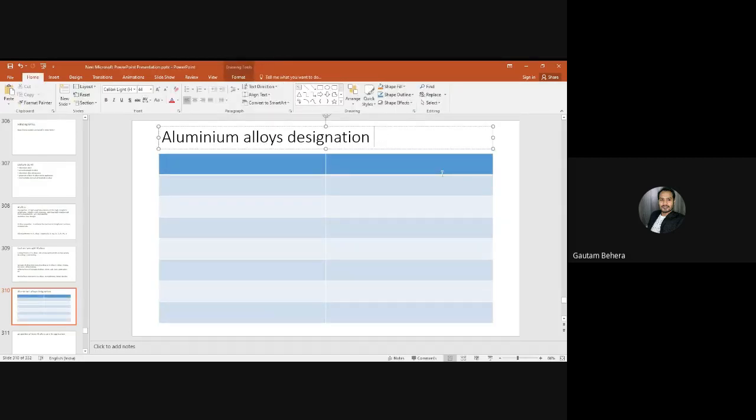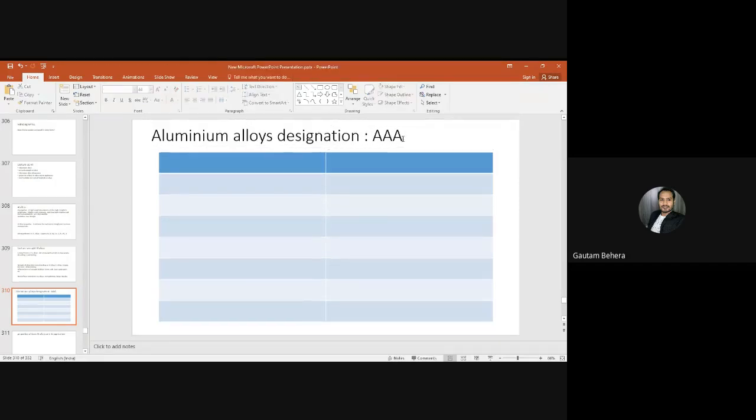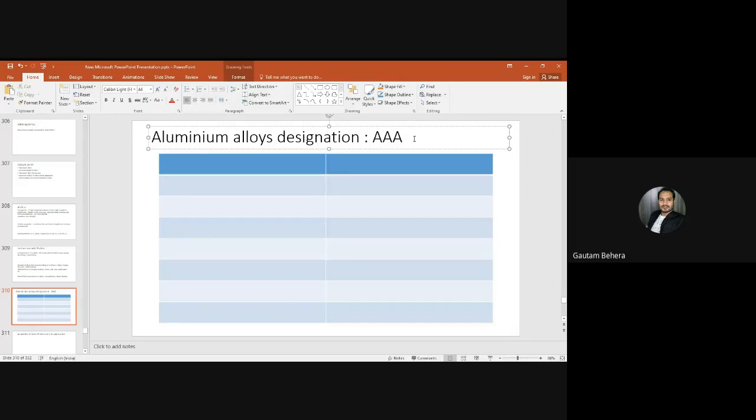Aluminum alloy designation is given by the AAA, that is the Aluminium Association of America. So the USA basically designates the aluminum alloys, and this designation includes 4 digits. Like steels are also designated with the help of 4 digits, here also they are designated with 4 digits. Four-digit designation.